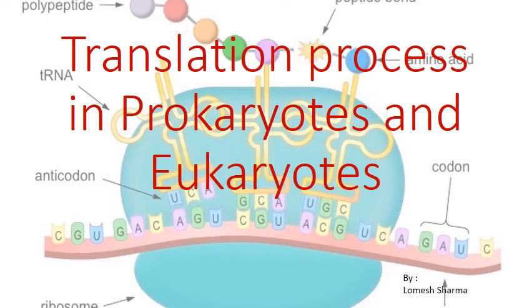Hello everyone, welcome back. In the last lecture we discussed transcription in eukaryotes. Today we will discuss one important topic in molecular biology, that is the translation process in prokaryotes and eukaryotes. As we know, transcription and RNA processing are followed by translation, which is the formation of proteins as directed by the mRNA template. And as we know, proteins are the active players in most cellular processes, and protein synthesis is thus the final stage of gene expression.